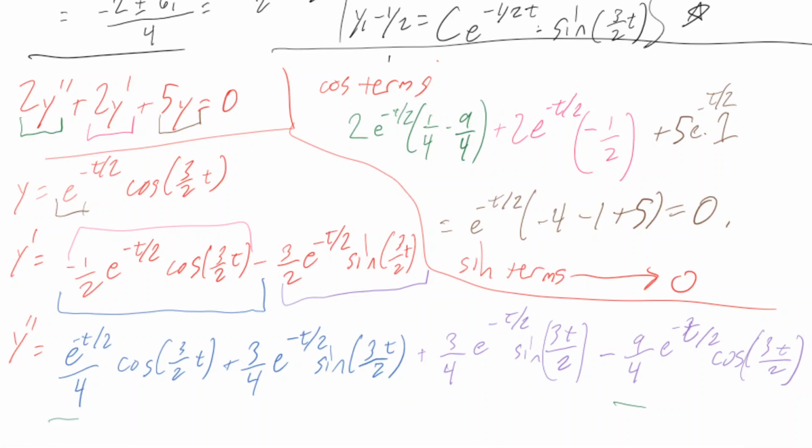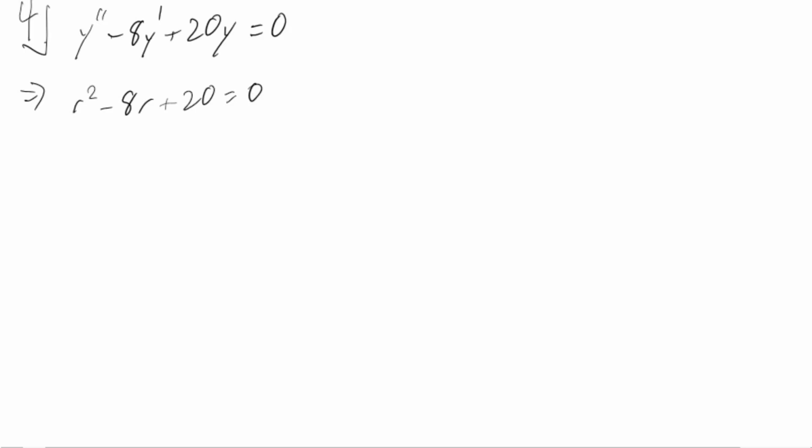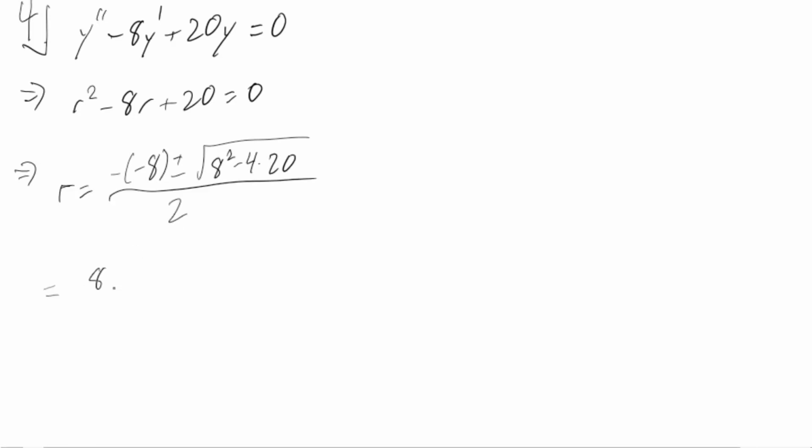So let's do a similar example. For this fourth one, y double prime minus 8y prime plus 20y equals 0. So we get our characteristic polynomial. And for this characteristic polynomial, we get that the discriminant is negative again. It's going to be 64 minus 80, so negative 16. And so we could write the roots of this characteristic polynomial as 4 plus or minus 2i.